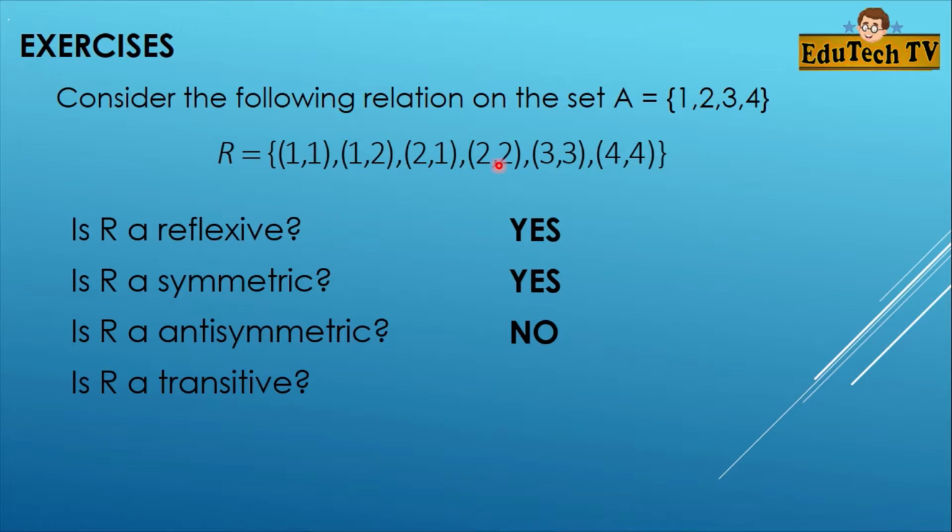Next, is R transitive? Okay, 1, 1, 2, 2, 3, 3, 4, 4 is antisymmetric. So, titignan natin tong dalawang ordered pair na to. So, 1, 2, 2, 1, then kukunin natin yung 1, 1. So, since yung 1, 1 ay meron doon sa relation, therefore, R is a transitive relation.